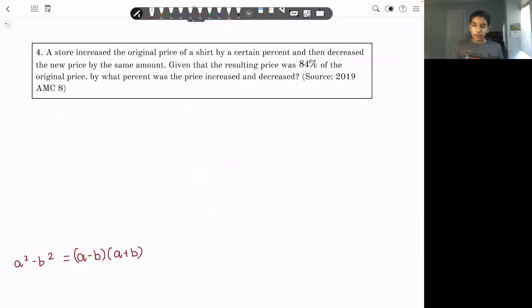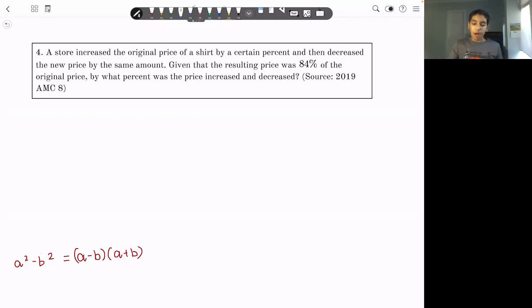And just to see why this works, I'll just take a small example. So we'll just use a equals 7 and b equal to 3. Then we would have 7 squared minus 3 squared equal to 49 minus 9, which is 40. And we would have 7 plus 3, which is 10, times 7 minus 3, which is 4, which is also 40. So we can see that these are equal. So therefore, we can see why this is true. So we're going to use this factorization for this problem. So I'll just leave it in the bottom right-hand corner for you to refer to.